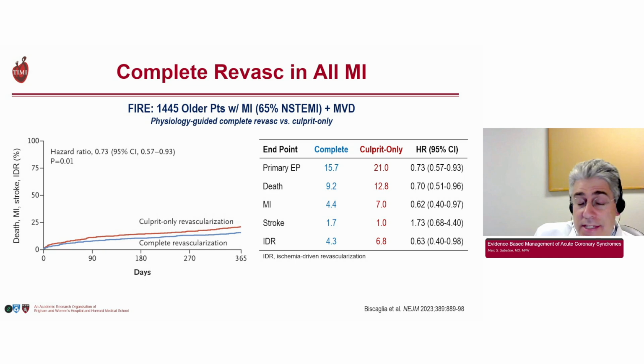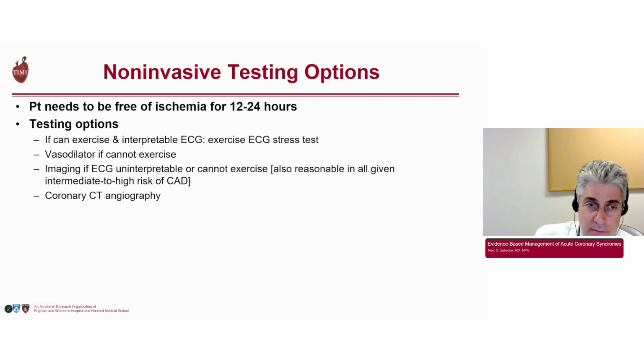And then the same way we looked at this for STEMI with complete revasc, we've looked at this now for all MIs, and the FIRE trial contained about 2/3 non-STEMI. Same thing as we saw in other trials, that the complete revasc tend to have lower rates of death or MI. And so that's what we tend to do in patients, whether they're STEMI or non-STEMI.